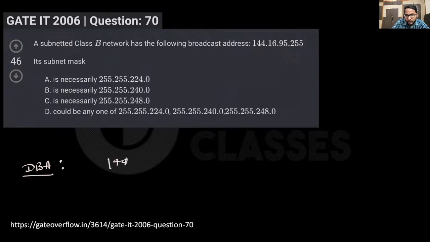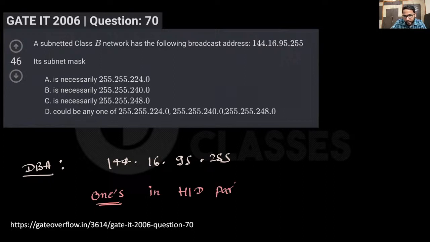It is 144.16.95.255, right? It is the DBA. What is a directed broadcast address? You have ones in the host ID part. Definitely there are ones in the host ID part, but you don't know what is there in the network ID part. The network ID part can contain anything. So if this is the directed broadcast address, then what?